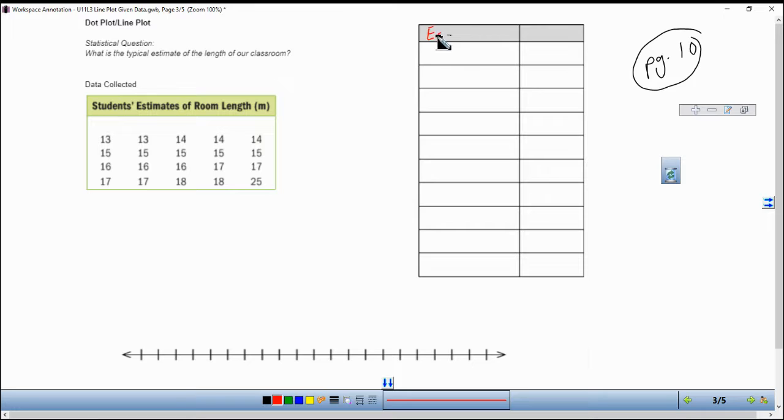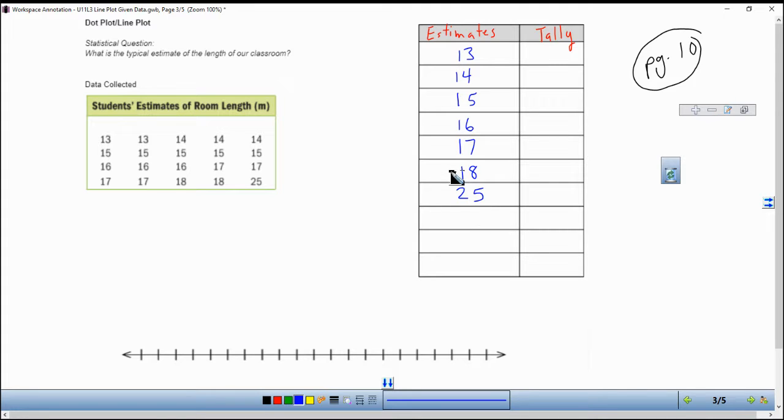We'll call these estimates. These are the room length estimates. And then tally, of course, which is what we did yesterday. And then we'll write down the different numbers we have. We have 13, 14, all the way up, 15, 16, 17, 18, 19, 20, 21. Okay. So for this particular table, we're going to go right from 18, even though yesterday we may have counted up by ones, depending on the class. 25.